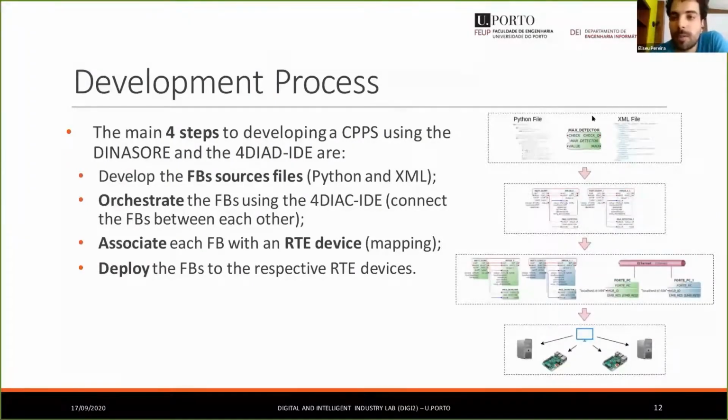Then when the function blocks are created, you can orchestrate a pipeline, connecting the function blocks according to the dependencies between them. The next step is to map each one of the function blocks to a different device. Okay, we have here two different devices with two different IP addresses and ports. And then you can map each function block to the device where you want it. Then in the 4DAC IDE, you are able to deploy the pipeline and send the respective function blocks to each device that is running a dinosaur instance.